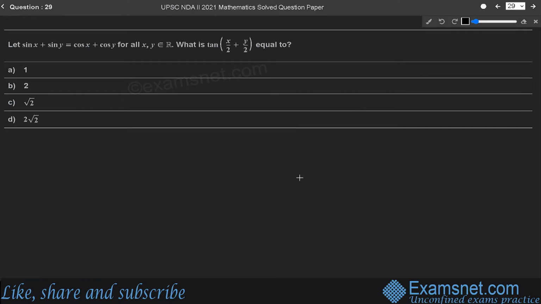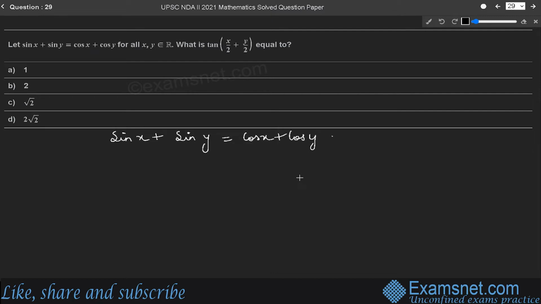Next question is also from the trigonometry part and the question is, let sin x + sin y = cos x + cos y, for all x and y belonging to R. What is tan((x+y)/2) equal to? We have to find the value for tan((x+y)/2). So, the given expression is written here: sin x + sin y = cos x + cos y.